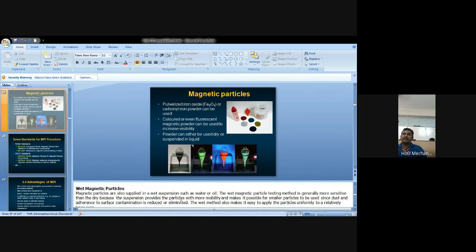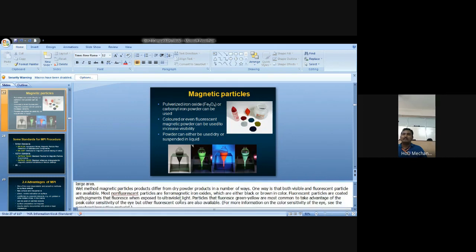Wet magnetic particles are also supplied in wet suspensions such as water or oil. The wet magnetic particle testing method is generally more sensitive than the dry particle method because the suspension gives the particles more mobility, and it makes it possible to use smaller particles, since dust and the adherence to surface contaminants is reduced or eliminated.